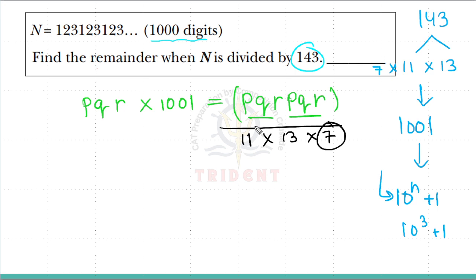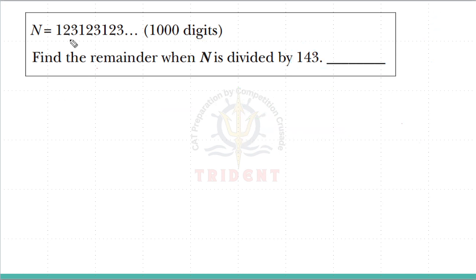Obviously, the first thing that I can see very clearly is that I can make groups of 6 digits. So how many groups of 6 can I make out of these 1000 digits? If you just do some mental maths, you will realize that when 1000 gets divided by 6, you get 166 such groups. So what I'm trying to tell you is that you will get 166 groups of 123 123.